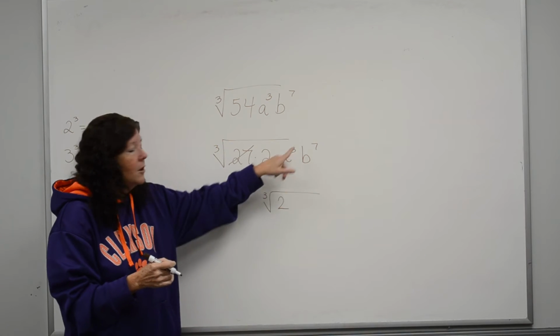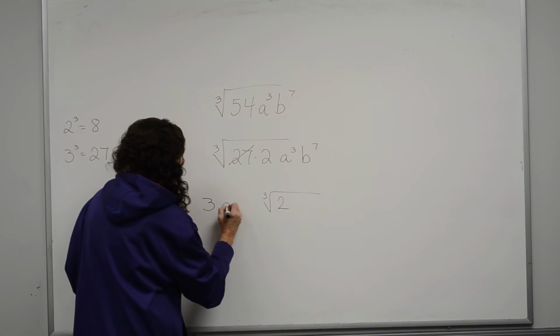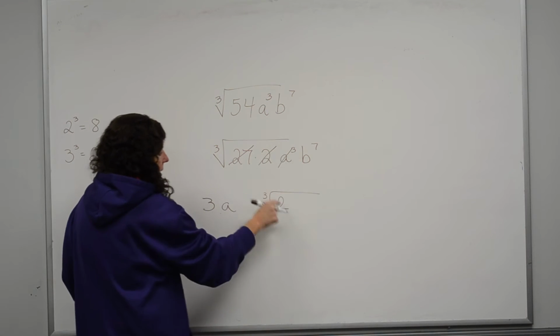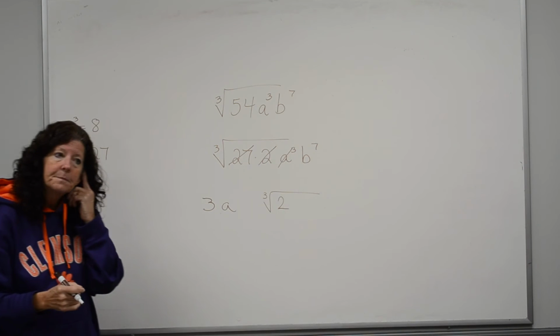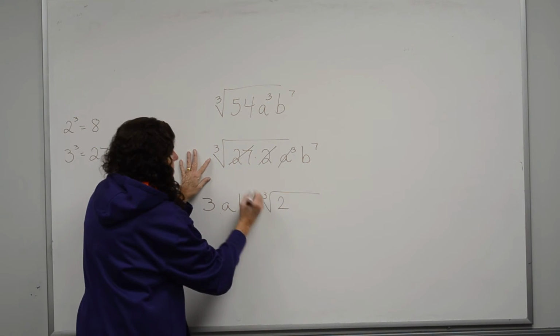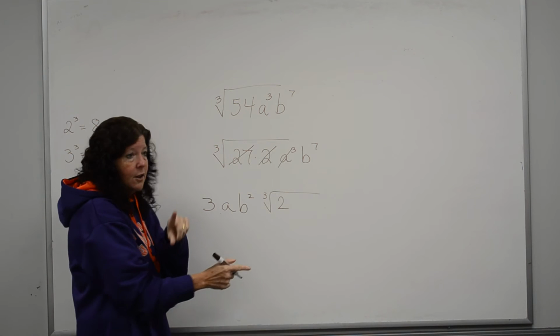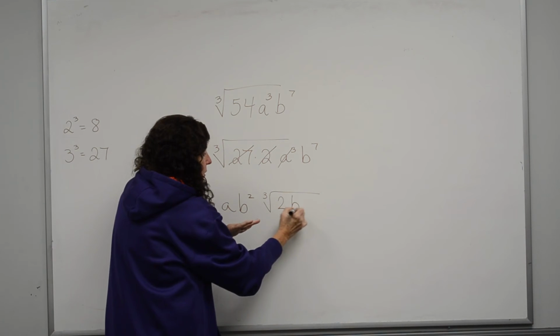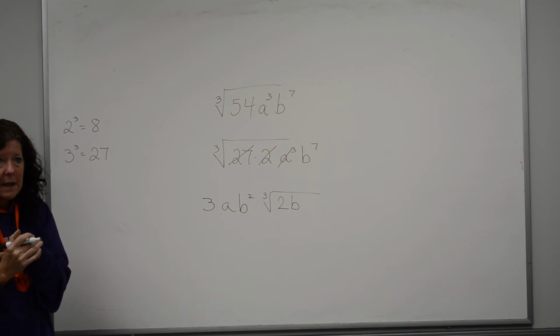Can I take the cube root of a cubed? What is it? Just a. So that's done. Cube root of b to the 7th. B squared comes out because 3 times 2 gives me a 6. But then I still have a b left over, so that b still has to stay underneath. Does that make sense?